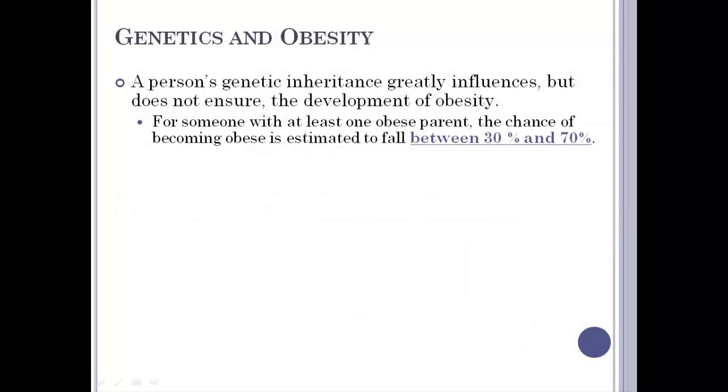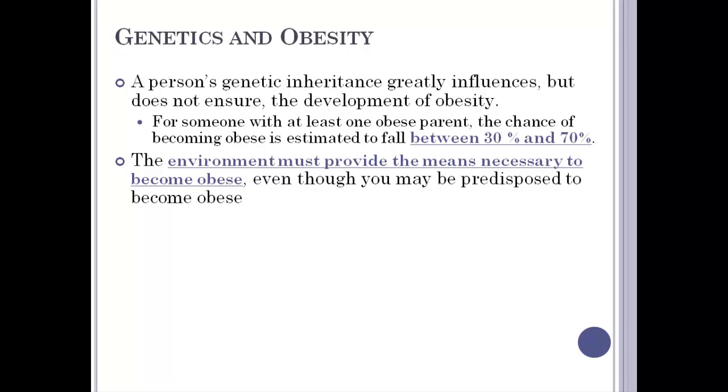Genetics and obesity. A person's genetic inheritance greatly influences but does not ensure the development of obesity. This cannot be understated. However, for someone with at least one obese parent, statistically, the chances of becoming obese is estimated to fall between 30 and 70%.